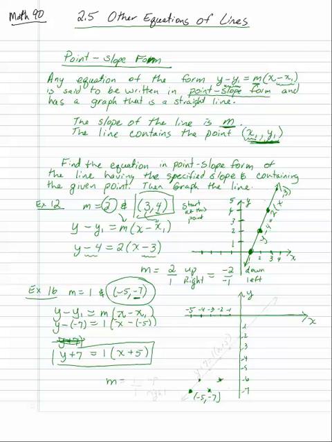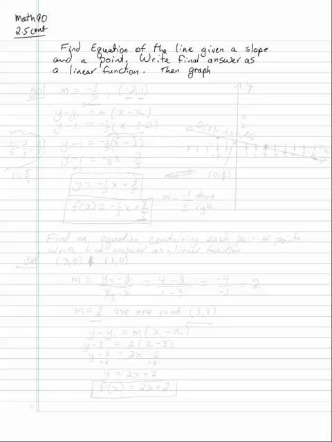Because the slope is 1, and we put it over 1, so it's up to the right. Up 1 to the right 1, and repeating. Put my ruler down and draw the line through it. And there you have it, y plus 7 equals 1 times x plus 5.